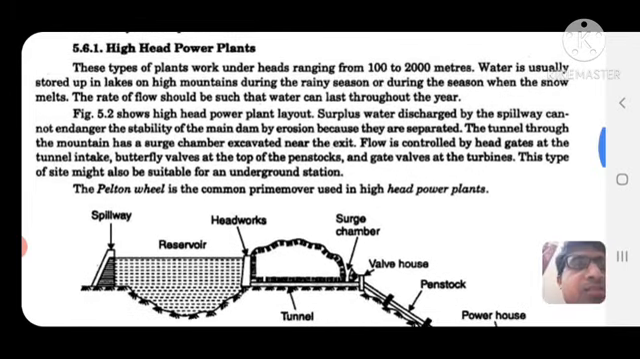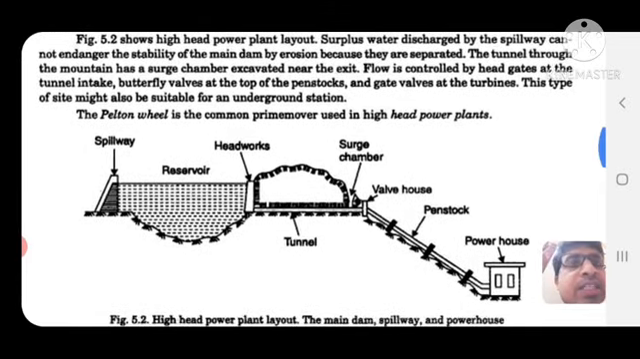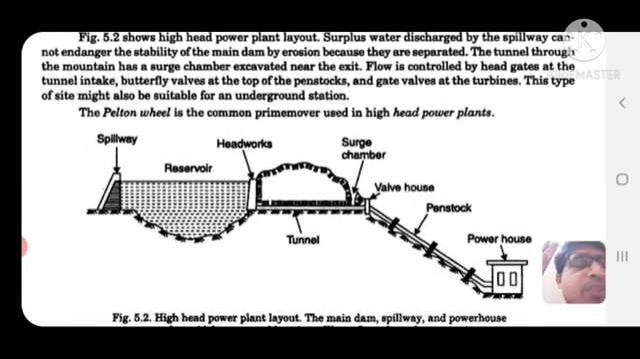This figure shows a high head power plant layout. Surplus water discharged by the spillway cannot endanger the stability of the main dam by erosion because they are separated. The tunnel through the mountain has a surge chamber excavated near the exit. Flow is controlled by the head gates at the tunnel intake, butterfly valves at the top of the penstocks, and gate valves at the turbine. This type of site might also be suitable for an underground station.